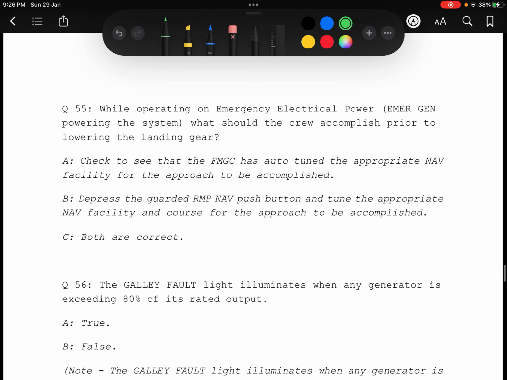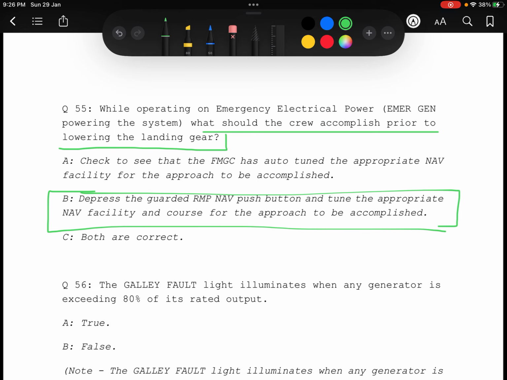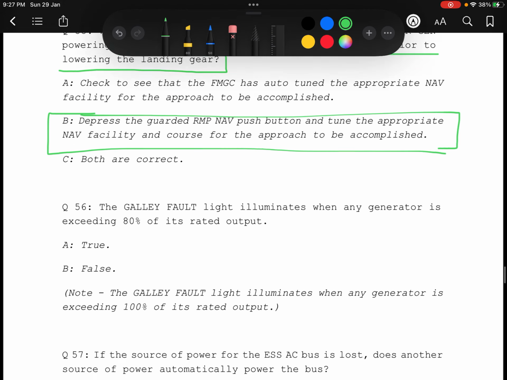Question 55. While operating on emergency electrical power, the emergency generator is powering the system. What should the crew accomplish prior to lowering the landing gear? Depress the guarded RMP NAV push button and tune the appropriate NAV facility and course for the approach to be accomplished. It is taught in the type rating.